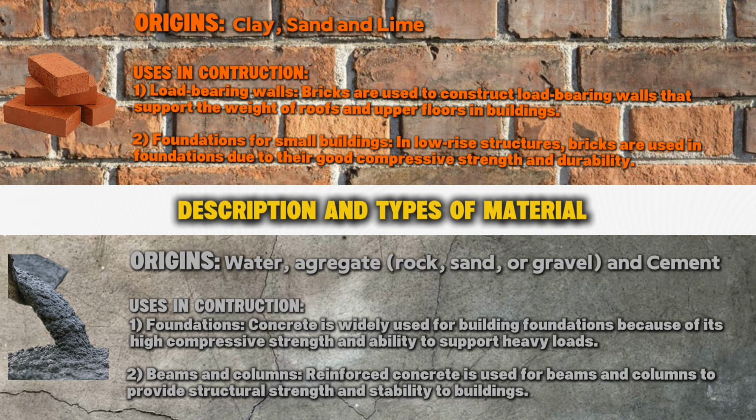For concrete origin, it has water, aggregate, rock, sand, or gravel, and cement. In constructions, concrete is used as foundations and beams and columns. For foundations, concrete is widely used for building foundation because of its high compressive strength and ability to support heavy loads. For beams and columns, reinforced concrete is used for beams and columns to provide structural strength and stability to buildings.